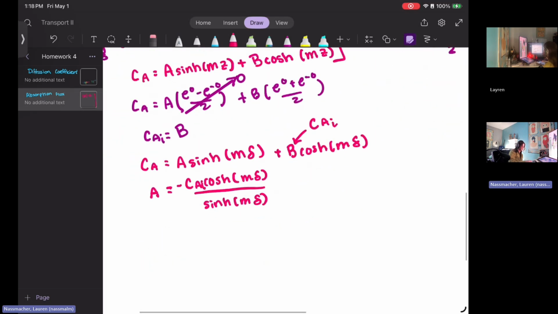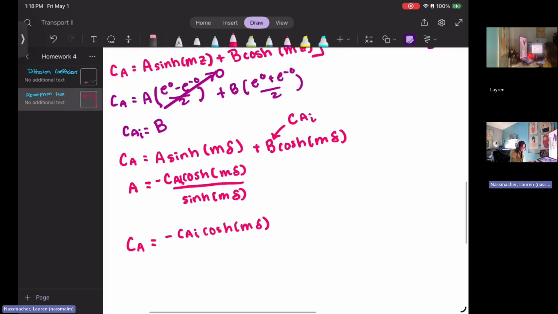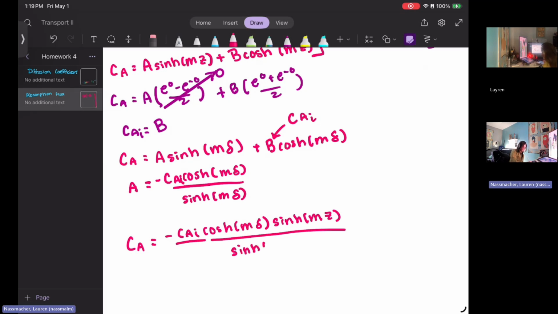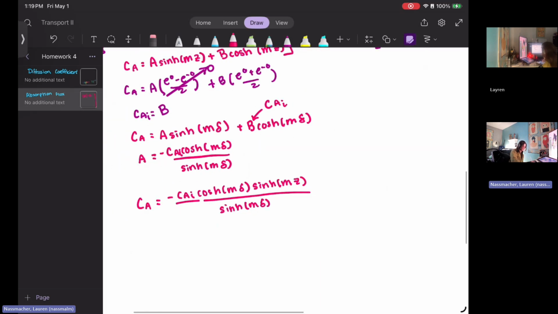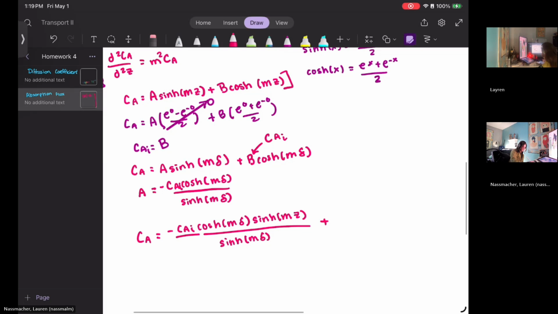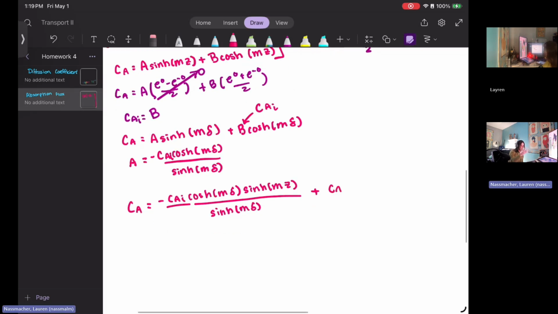So plugging this back into our original equation, we have our concentration is equal to A, which is negative concentration of A at the interface, hyperbolic cosine of m thickness, multiplied by our hyperbolic sine of mz, our distance z, all over our hyperbolic sine of m thickness. And this is added to B, which is the concentration of B, hyperbolic cosine of mz. So that's going to be concentration at the interface of hyperbolic cosine times mz.